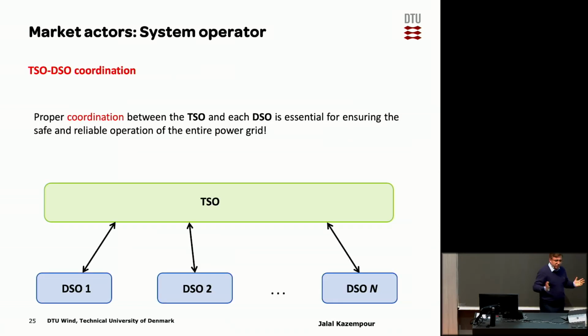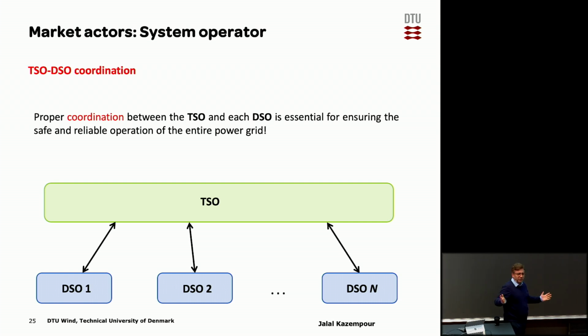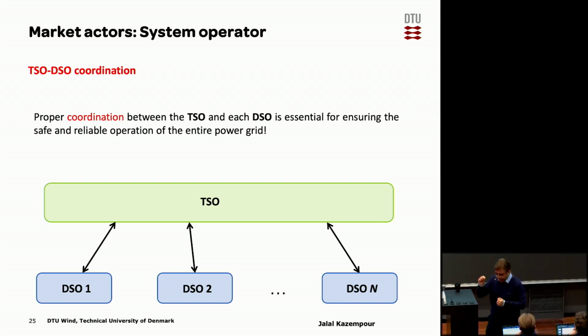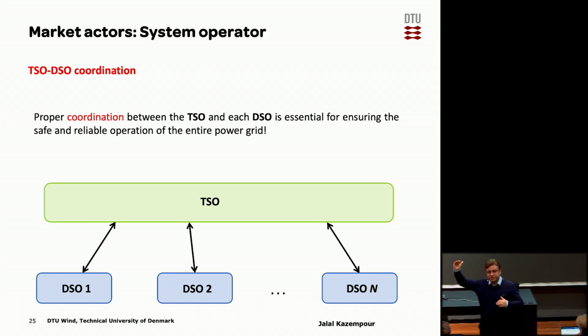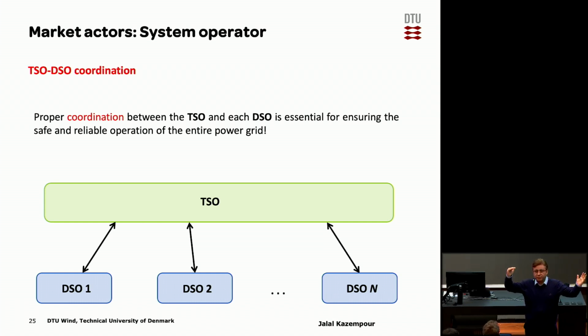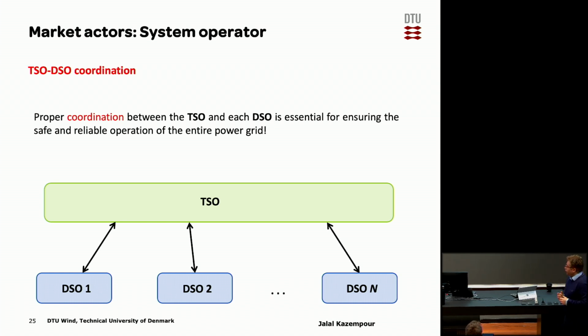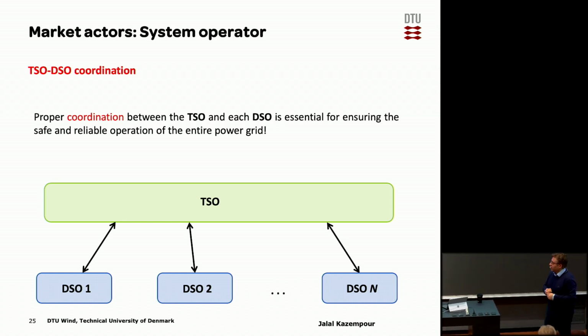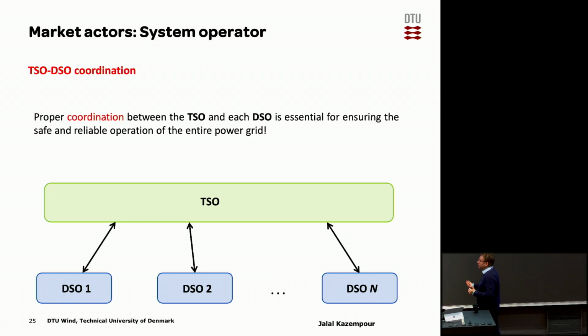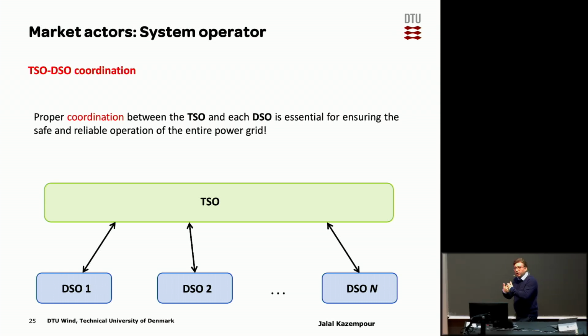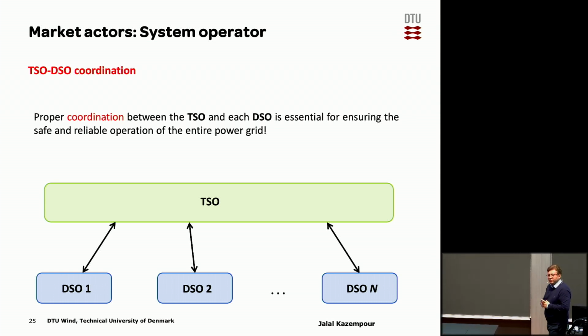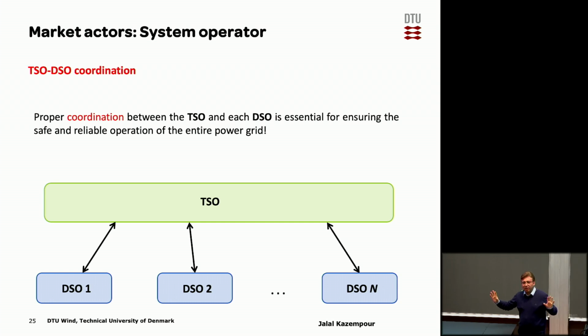Remember, the TSO in Denmark is Energinet, but we have multiple DSOs, and they are connected in a transformer that connects the transmission system to the distribution grid, right? I will not go deep, but there are many reasons why the TSO and multiple DSOs should have a proper coordination mechanism. Of course, they are different entities, but their worlds are not separate. They have to work together to make sure that the entire power grid is working safely.